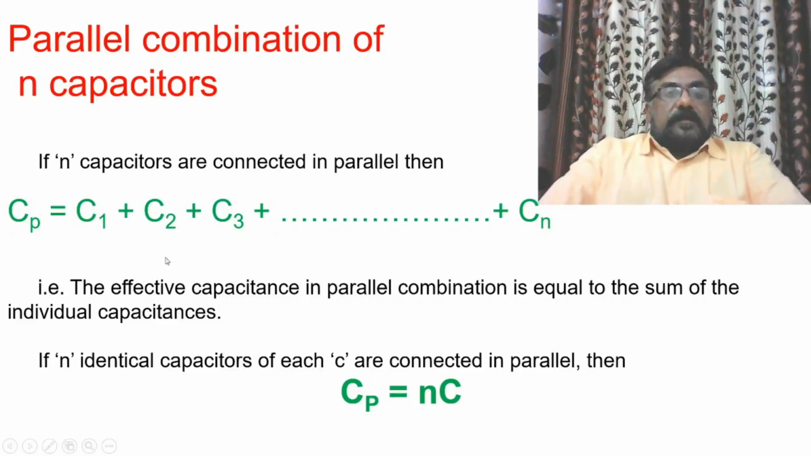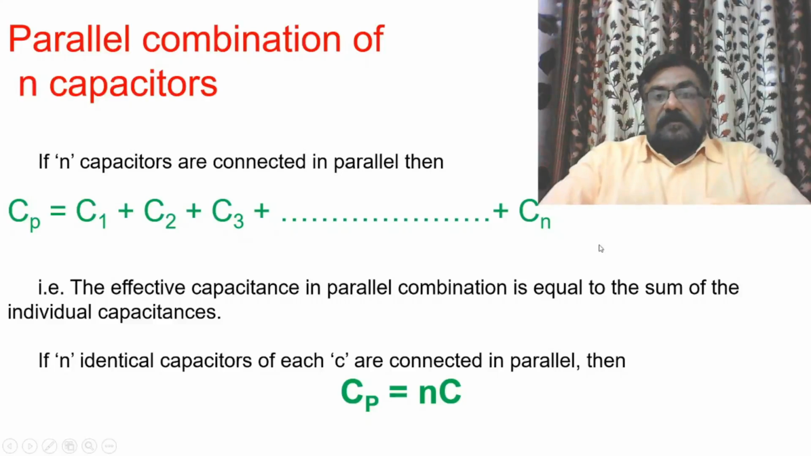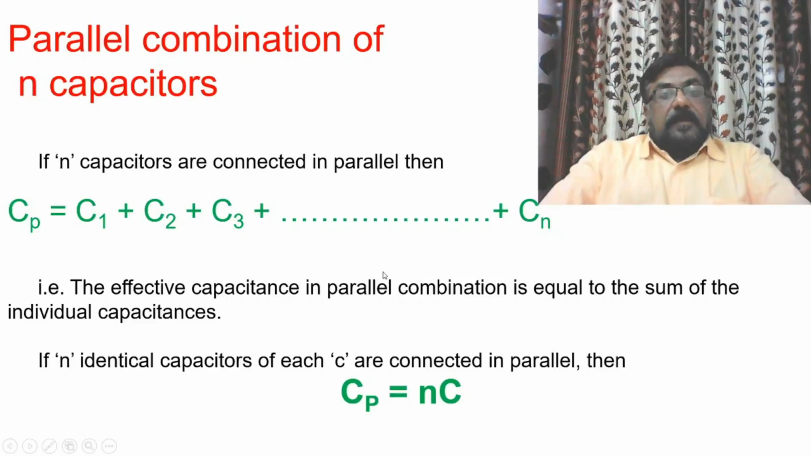Now I can discuss the parallel combination of n capacitors. We have n capacitors of capacitance C1, C2, C3, etc. Cn, and if they are connected in parallel, Cp will be equal to C1 plus C2 plus C3 plus etc. plus Cn. Now if all these are identical capacitors of capacitance C, then Cp will be equal to C plus C plus C, n times, which is equal to n into C.